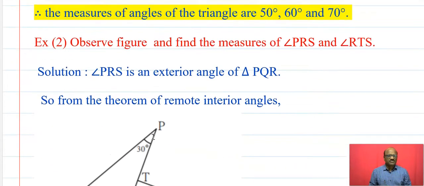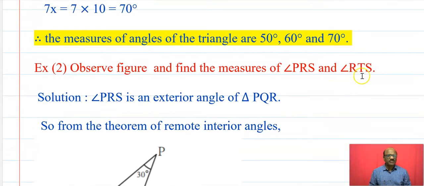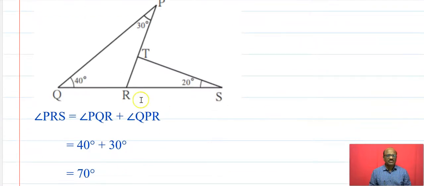This is the first. What about next? Measure of angle RTS. We know that the measure of this angle TRS is 70 degrees.